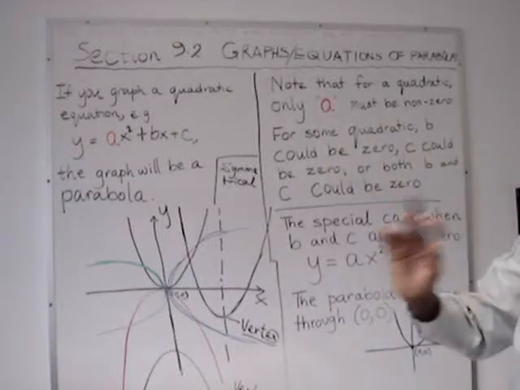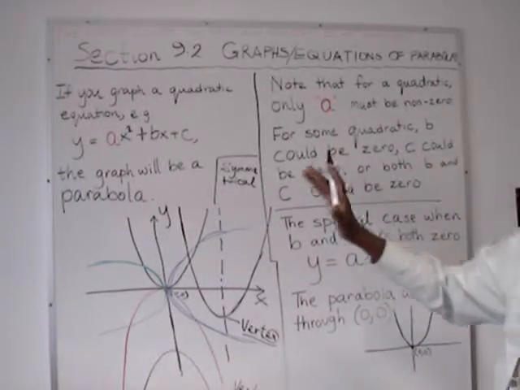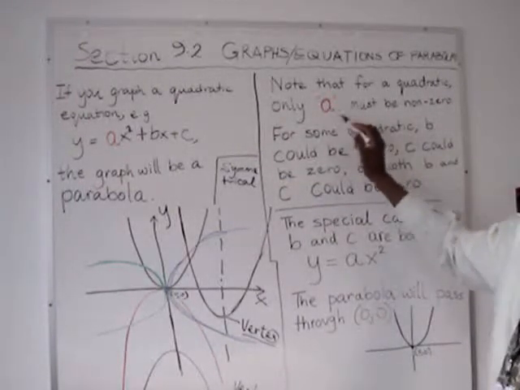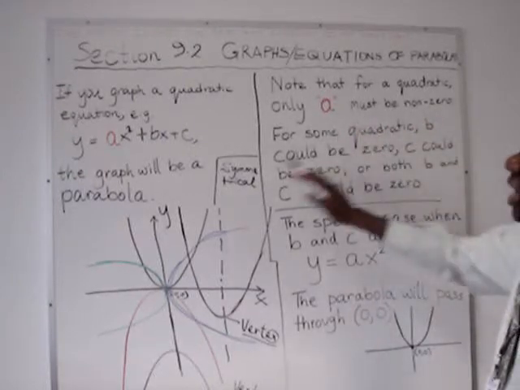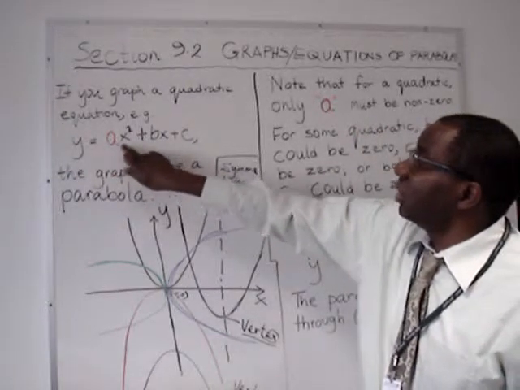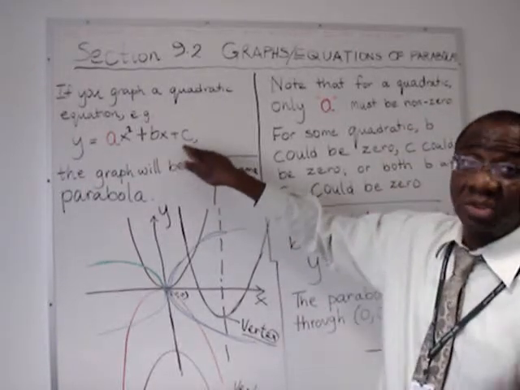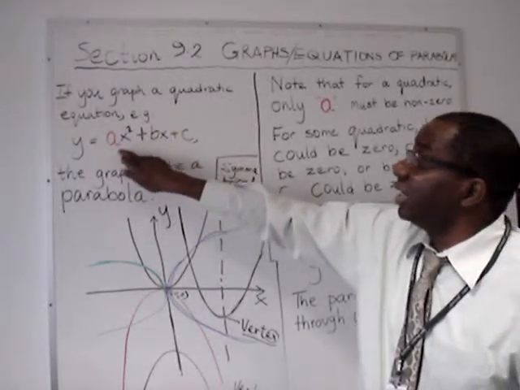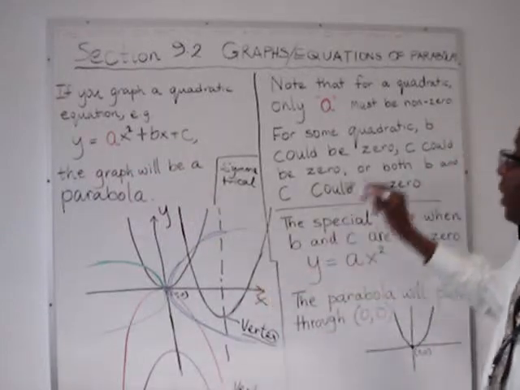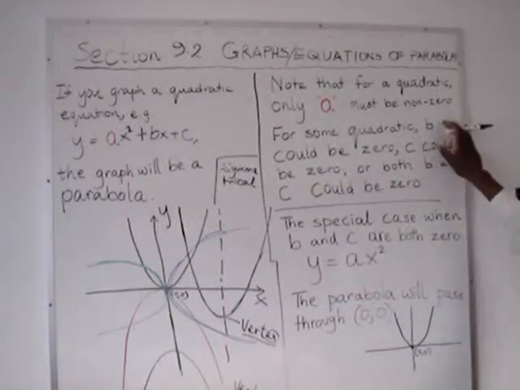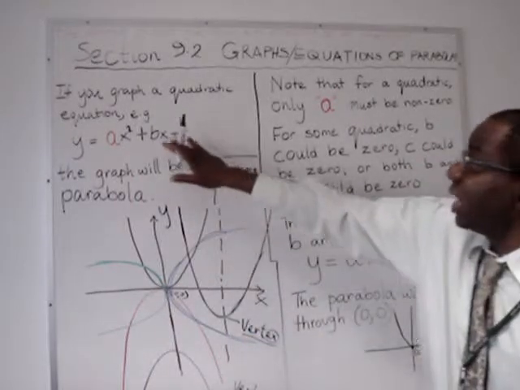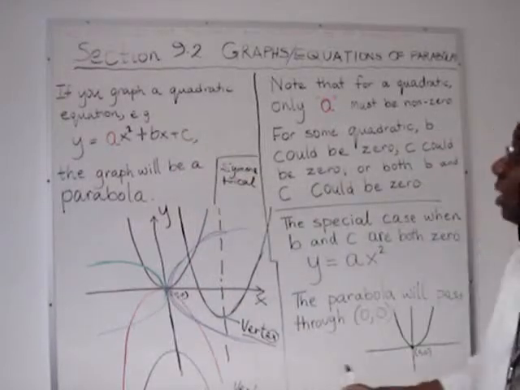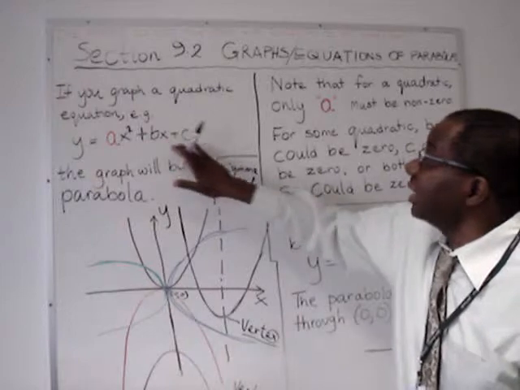Now, note, however, that the requirement for a quadratic is that only a must be non-zero. If a is 0, as you can see, then this term goes away, and now you have y equals bx plus c. Well, you should recognize that as a straight line if there's no x squared, right? So the only requirement really is that a cannot be 0 for you to have a quadratic. It's okay for some quadratics that b could be 0, so there's no x term. For some other ones, c could be 0, so there's no constant term. Or both b and c could be 0.